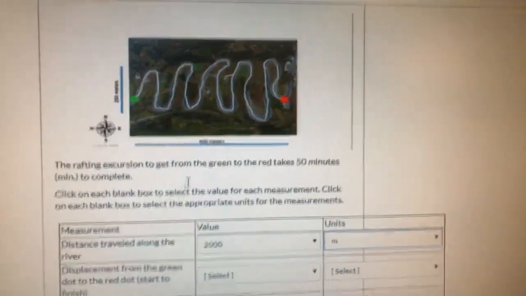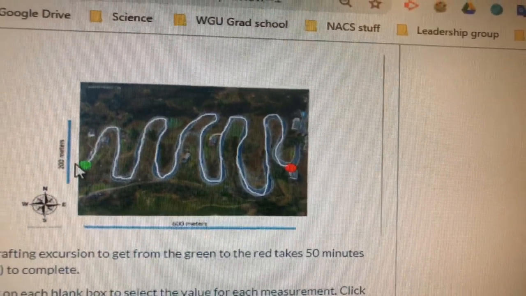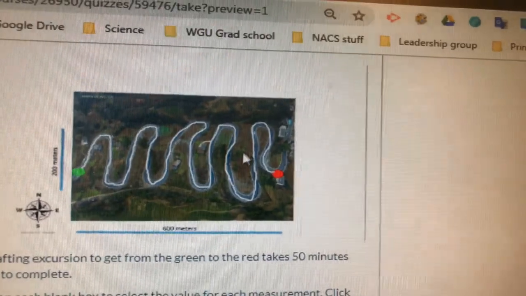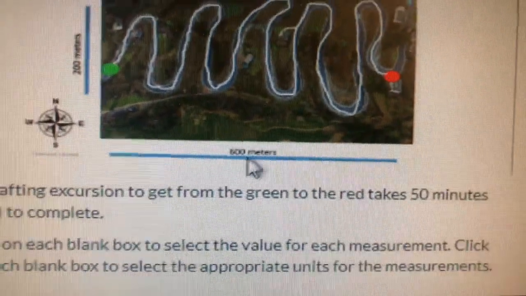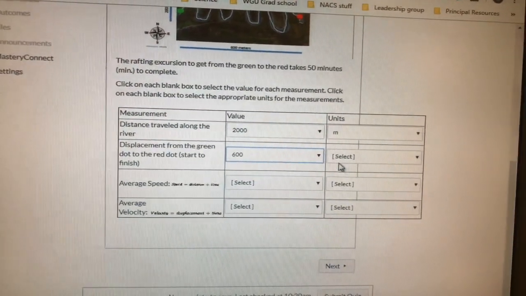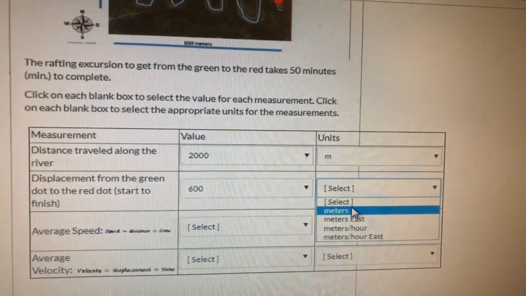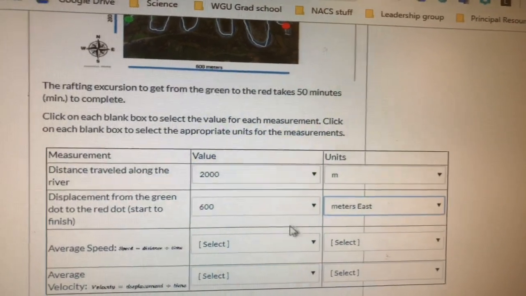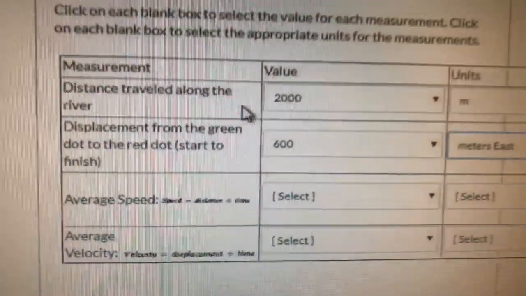And then the displacement, you look where you finished compared to where you started. So how far away are you? It doesn't matter all this stuff. Displacement's straight line. So down here it tells you that that would be 600 meters. So you select 600, and then the key with displacement though is you need a direction. So that you went 600 meters but to the east. So 600 meters east.